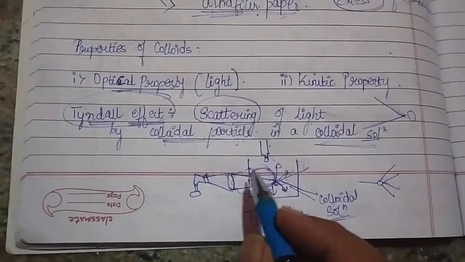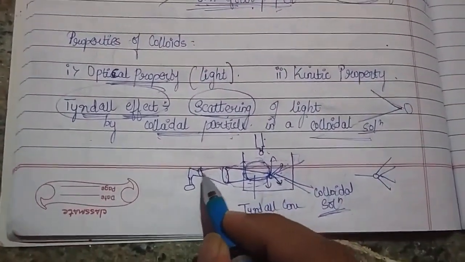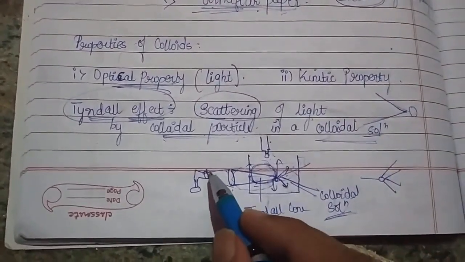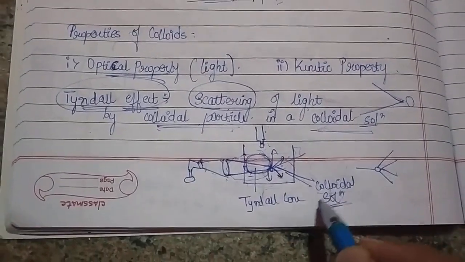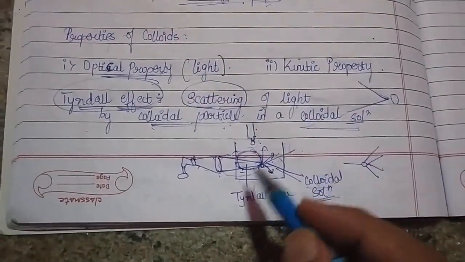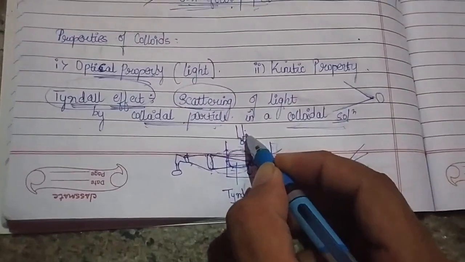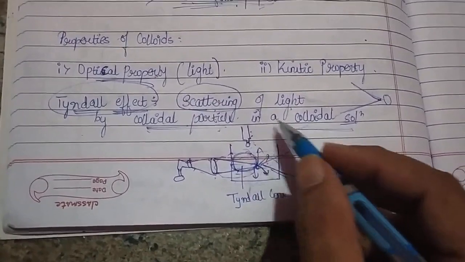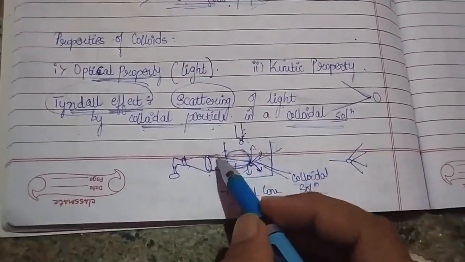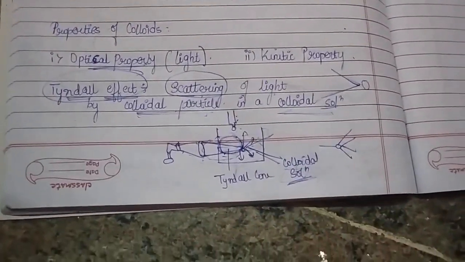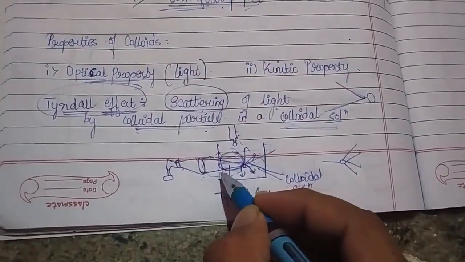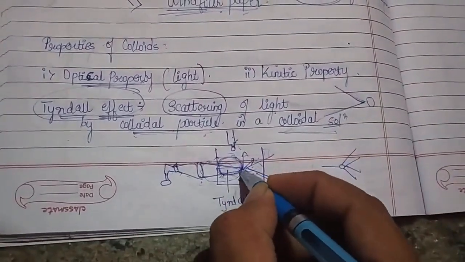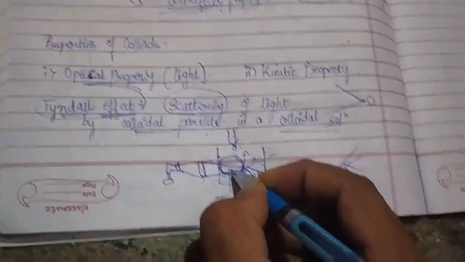So when light is passed through the colloidal solution, and when it is observed at a right angle using a microscope, the path of the light is visible. What is it saying? The path of the light is visible in the colloidal solution as a bright cone. This part that we see will be very bright.